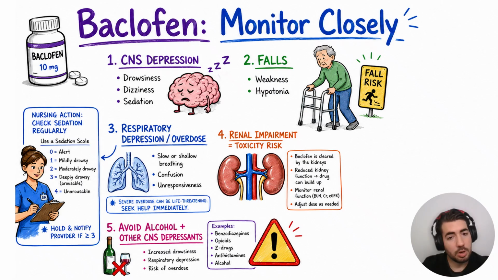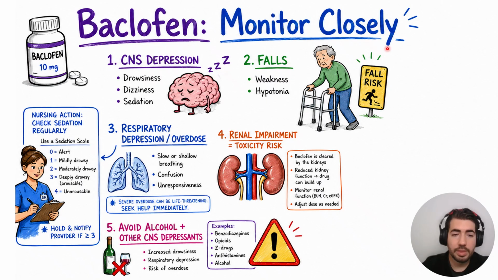What does toxicity with baclofen look like? It will look like respiratory depression. The overdose will look like that. So you're going to have slow or shallow breathing, confusion, or unresponsiveness. A severe overdose can be life-threatening, so the patient needs to seek help immediately, or you have to call the provider.